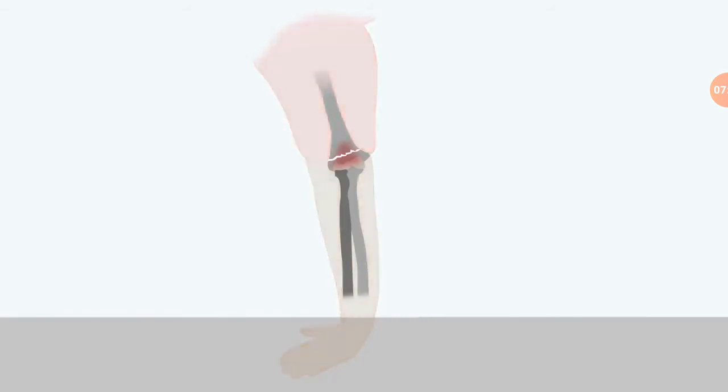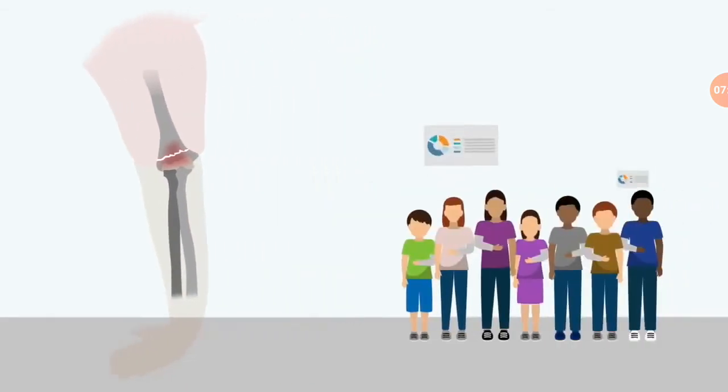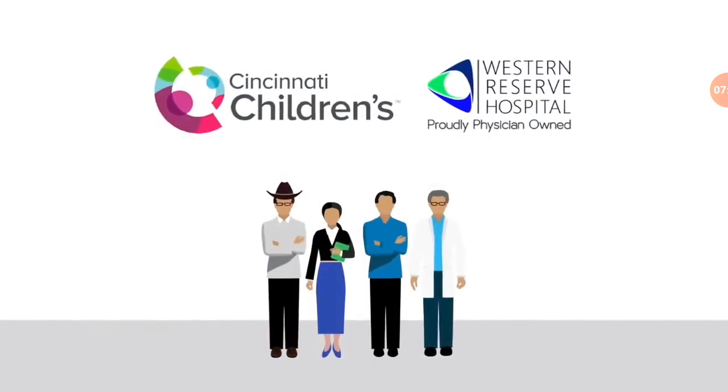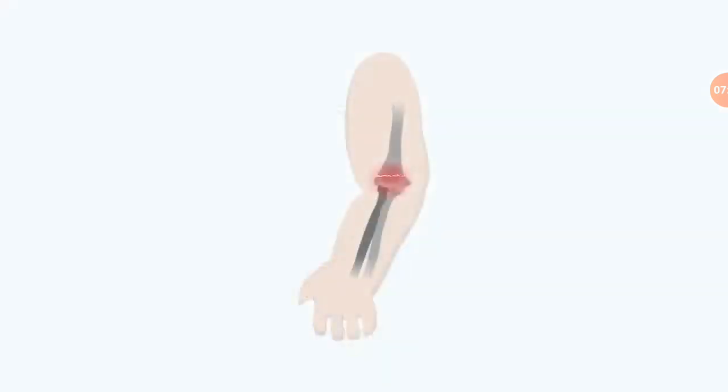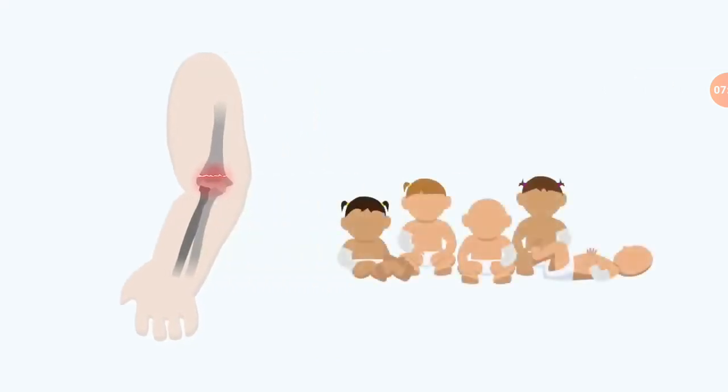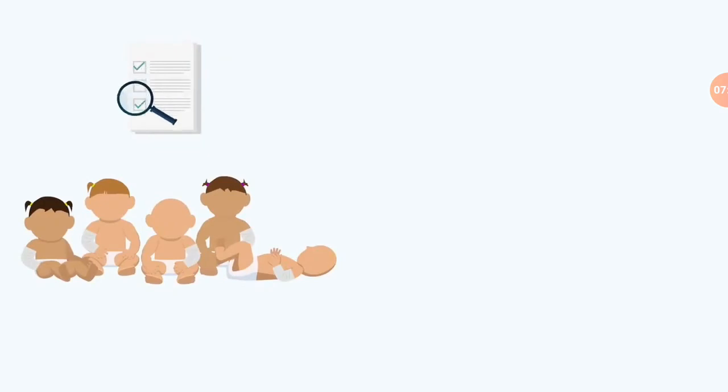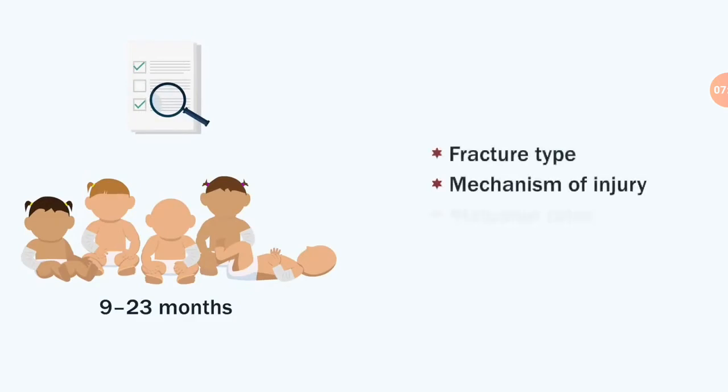Most of what is known about these fractures comes from data collected from older children and teens. A team of researchers performed a study in order to learn more about the characteristics and treatment of supracondylar humeral fractures in children. They retrospectively reviewed the records of 103 children between the ages of 9 and 23 months and reviewed the type of fracture, mechanism of injury, rate of malunion, and other factors.